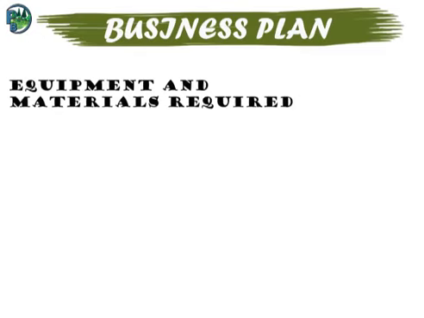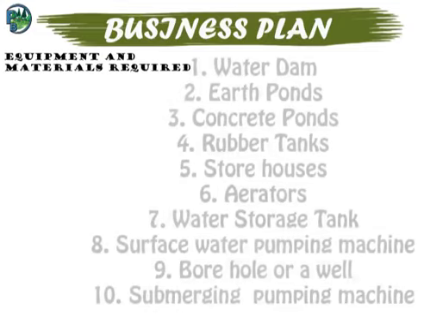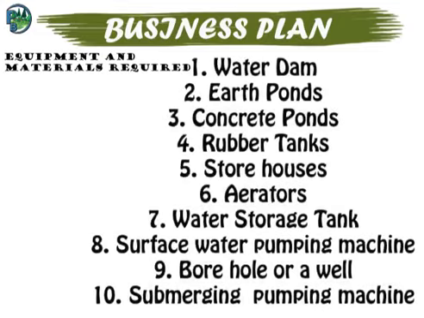Equipment and materials required. Catfish business requires quite a number of equipment and materials to get the job done on a regular basis. A list of farm equipment and materials fish farmers use for production are, but not limited to: 1. Water dam. 2. Earthen ponds or dugout ponds. 3. Concrete ponds. 4. Rubber ponds or wooden ponds or fiber tanks. 5. Storehouses.